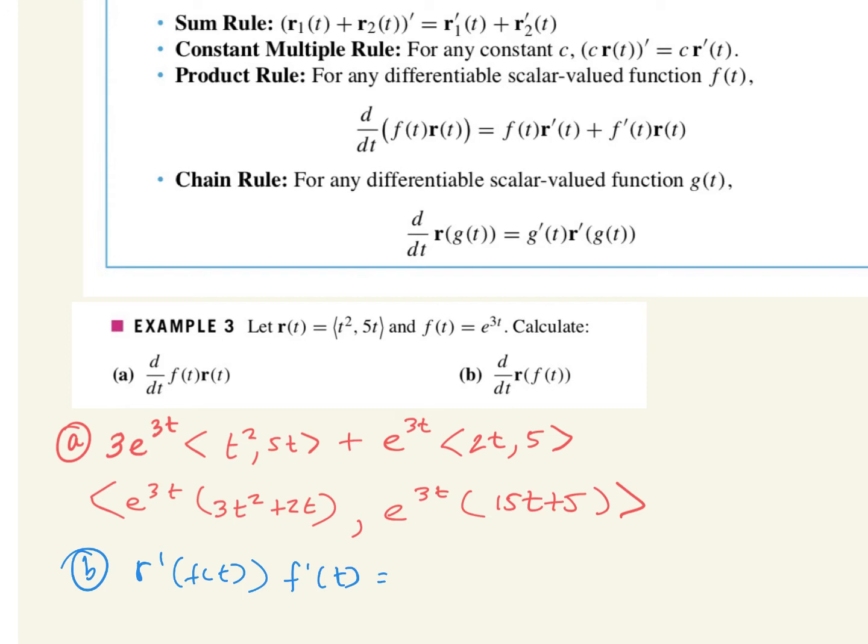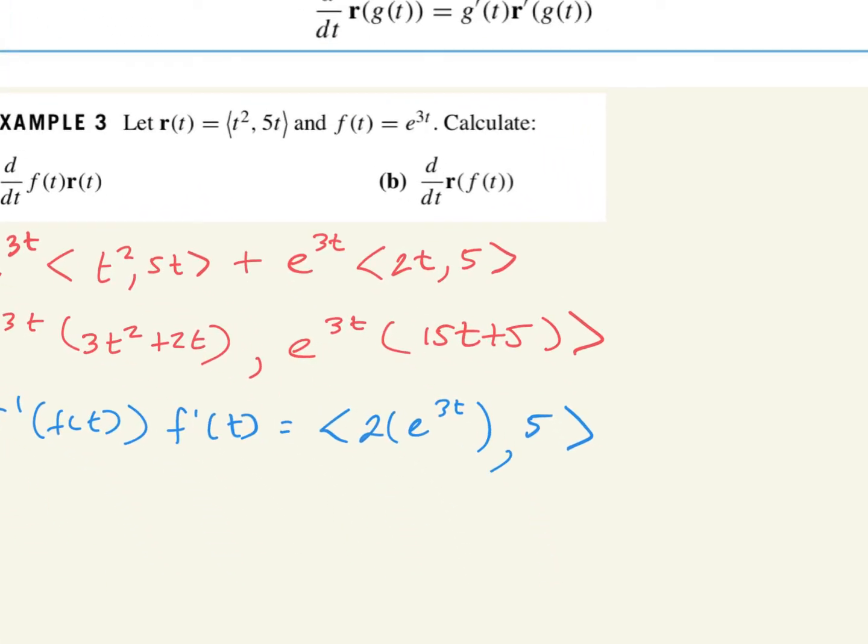So r prime, each component, t squared goes to 2t times some input. My new input is all of f. So it would become 2 times e to the 3t, comma, 5t derives to 5, so there is no composition there. So that first part is my r prime of f of t. Now I just multiply it by f prime of t, which is 3e to the 3t.